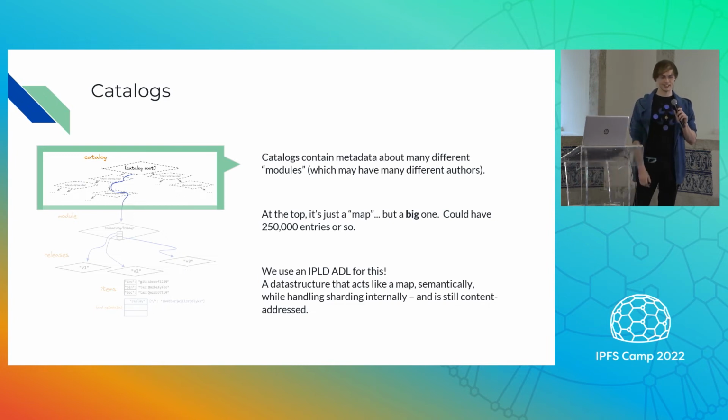An advanced data layout, and I'll just beg you to type that into the search engine of your choice and find the IPLD docs for it, is something that acts semantically like a simple data structure, like a map, and may have sharding internally. So our preferred data structure for this is a Prolly tree. It's sort of like a combination of a Patricia tree and sharding and B+ and hashing all at once. Has a bunch of very nice properties.